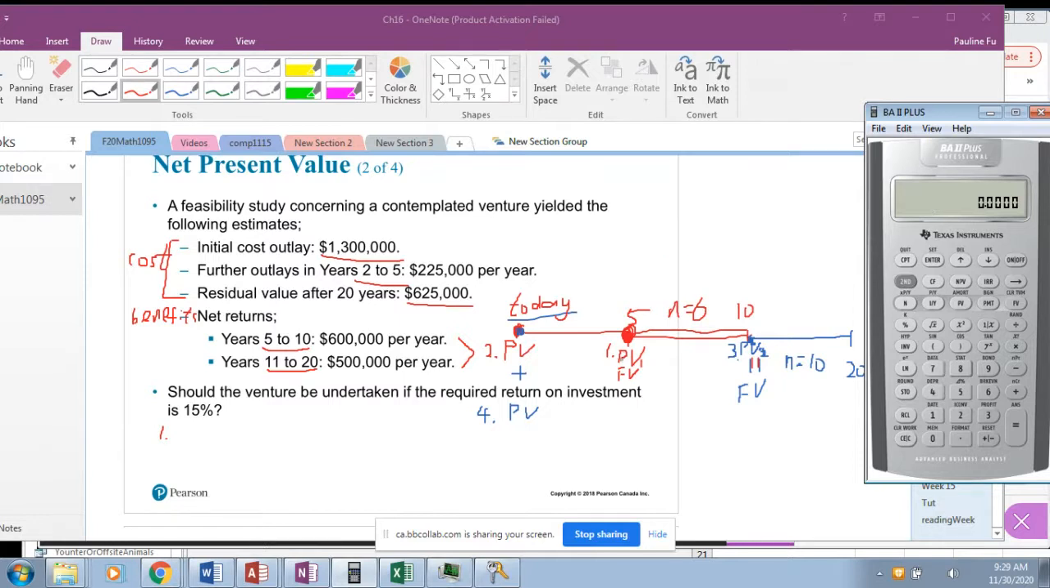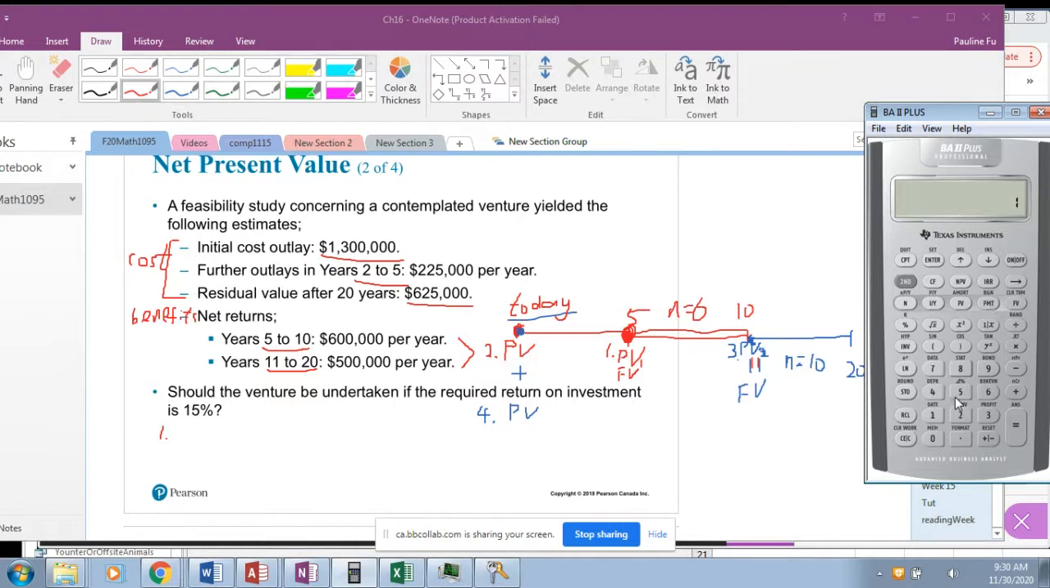So step 1, what is the present value of annuity from year 5 to year 10? Go to second PY. PY is 1. Enter. CY, down arrow. CY is 1. The return on investment is an annual return. CY is 1. Enter. Second, quit. And now enter 600,000 as negative PMT.